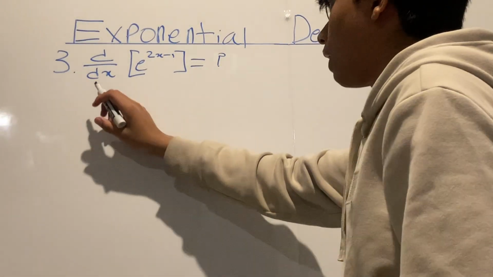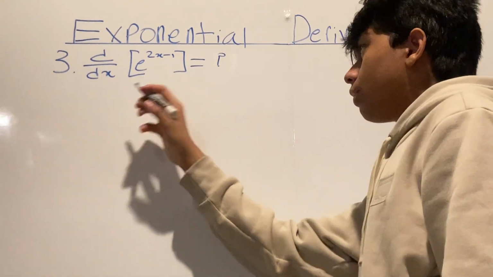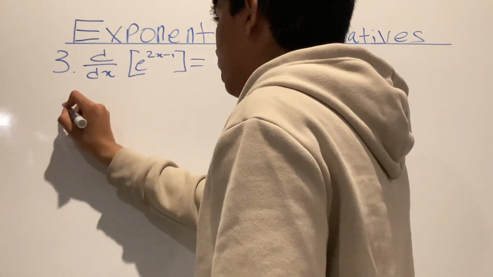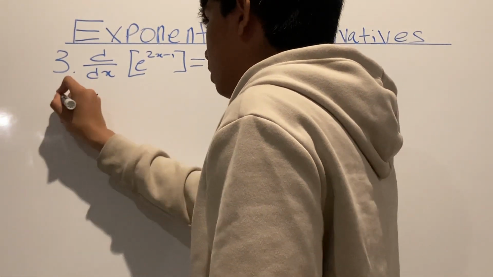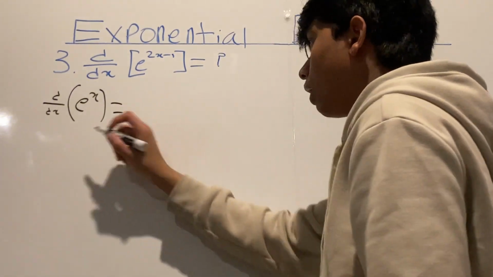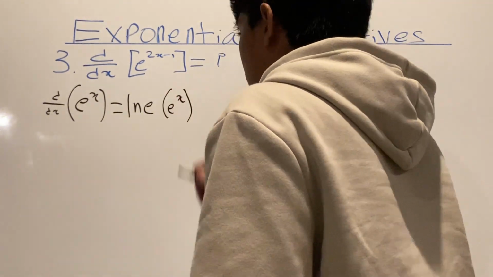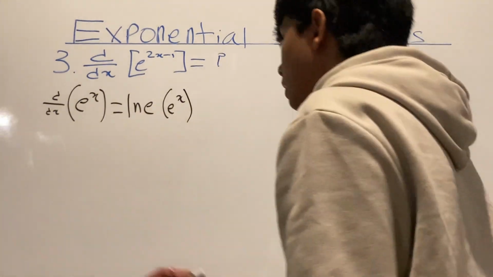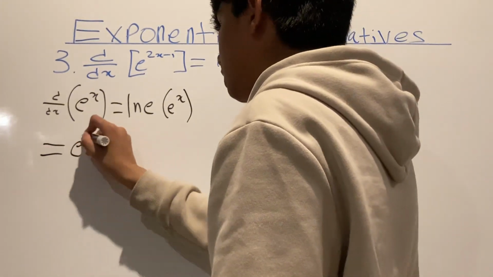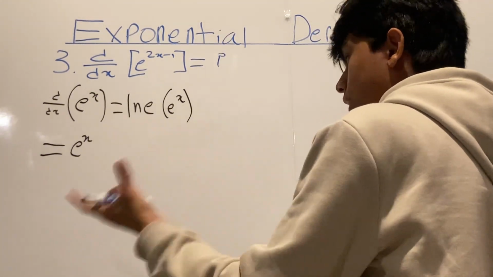Okay, so the third one we have is find the derivative of e to the 2x minus 1. So the derivative of e to the x is actually just e to the x, because if you look at it, e to the x, the derivative equals, so ln of the base, so ln e times e to the x times the derivative of x, which is just 1. And ln e is actually just 1. So this whole thing turns out to just be e to the x. So e to the x is the original function, and the derivative is the exact same thing.